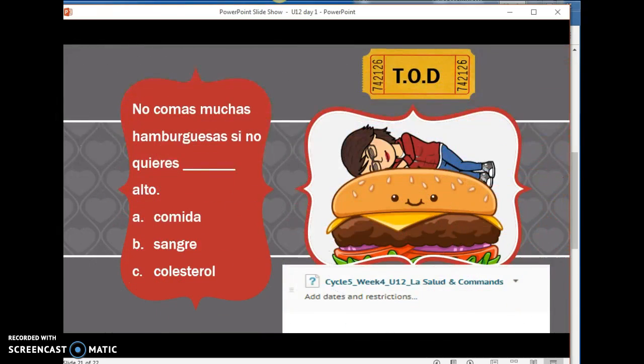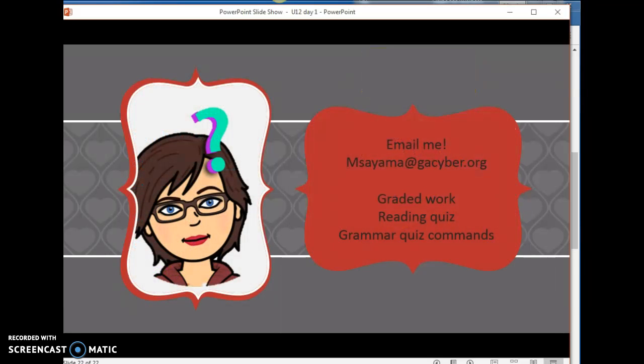And that brings us to our ticket out the door. Cycle 5, week 4, unit 12, La Salud and commands. No comas muchas hamburguesas si no quieres colesterol alto, if you don't want high cholesterol. So cholesterol is your TOD password for today.